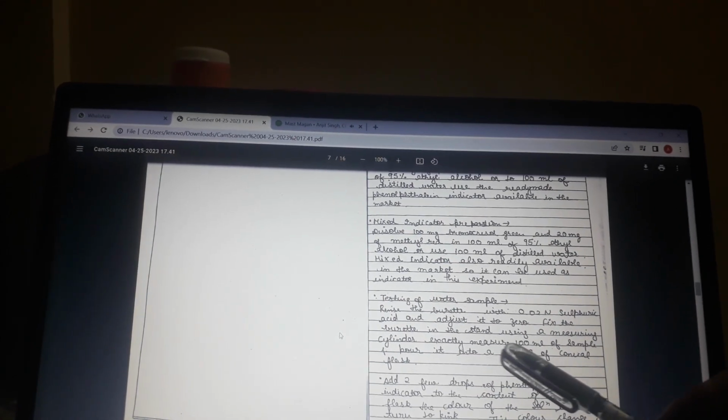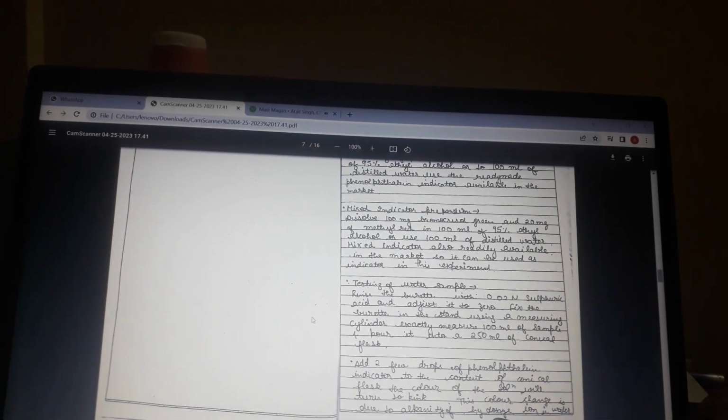Testing of water sample: rinse the burette with 0.02 normal sulfuric acid and adjust it to 0. Fix the burette in the stand. Using a measuring cylinder, exactly measure 100 milliliter of sample and pour it into a 250 milliliter conical flask.